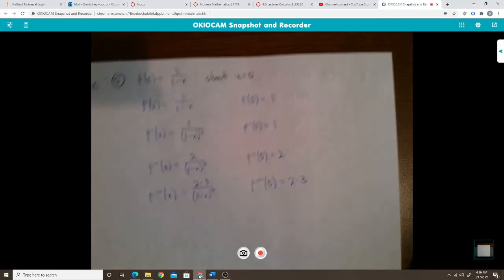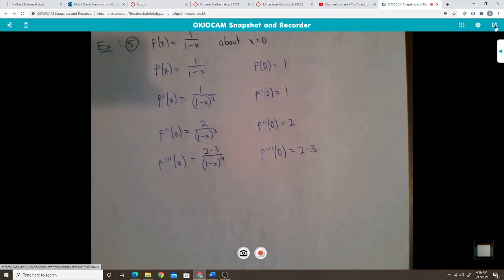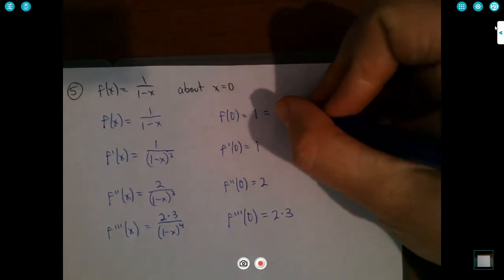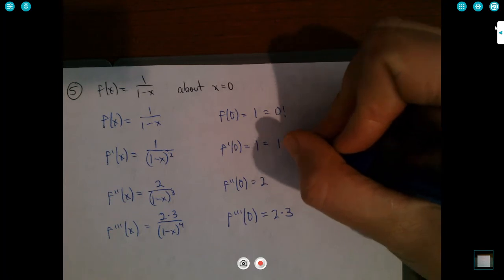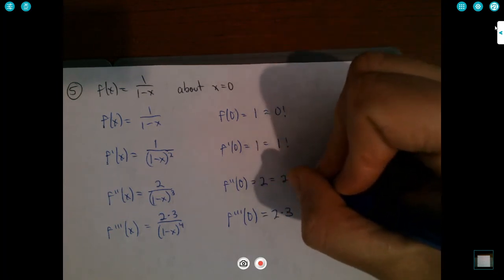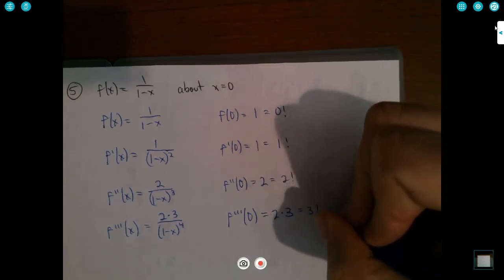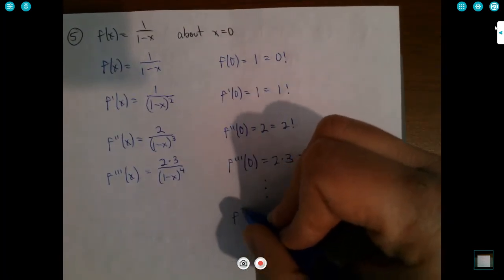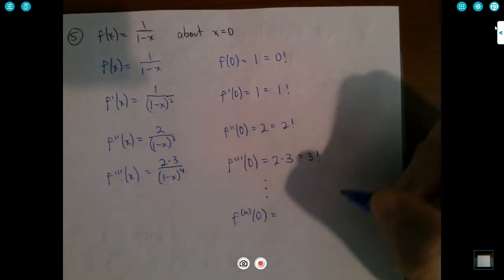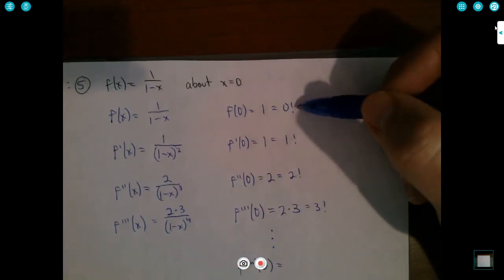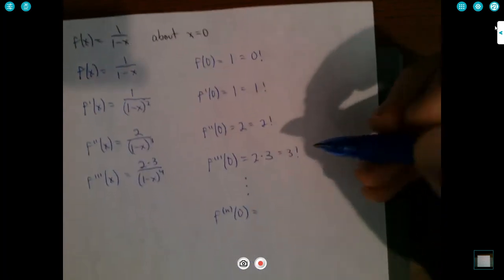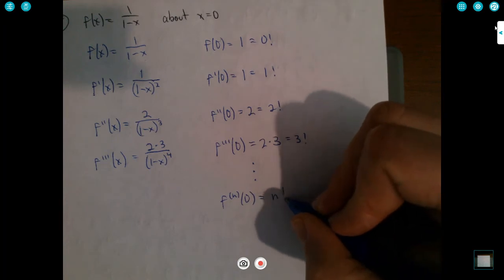All right, so I think I've got the pattern, right? Because notice that this is 0 factorial here. This is 1 factorial. This is 2 factorial. And this is 3 factorial. So I think if I continue onward, the nth derivative evaluated at 0, well, this is the 0th derivative, it's 0 factorial. The first derivative is 1 factorial. The second derivative is 2 factorial. So the nth derivative is just going to be n factorial.